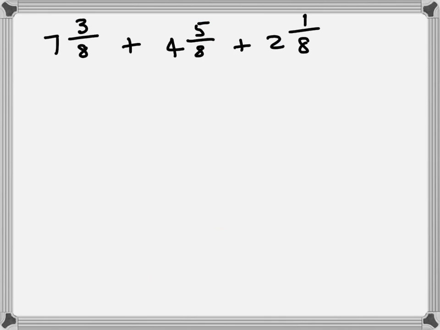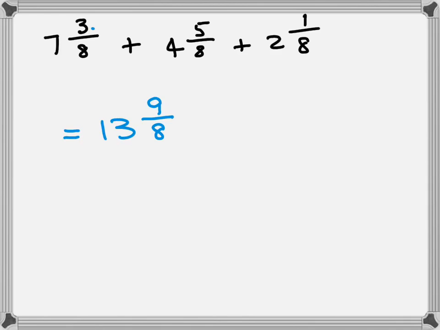Let's do another one. Let's look at this one here. 7 plus 4 is 11, plus 2 is going to be equal to 13. So we have equals 13. We've got the same denominator here, so that's fine. All we have to do is add the numerators. 3 plus 5 is 8, plus 1 is 9. So it's going to be 9 over 8. 13 and 9 over 8.